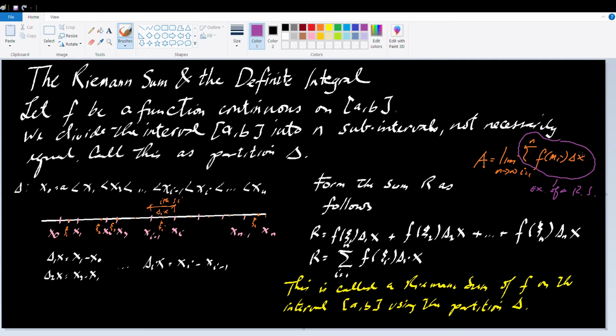using the partition delta, and the type of partitioning here is a regular partitioning. Regular in the sense that your delta x is equal. The width delta x is constant. For the Riemann sum, it is a generalization. The length delta x is not necessarily equal for all the intervals. Okay? So we can think of the Riemann sum as the generalization of the summation part of the definition of the area of a plane region. So let us have an example.